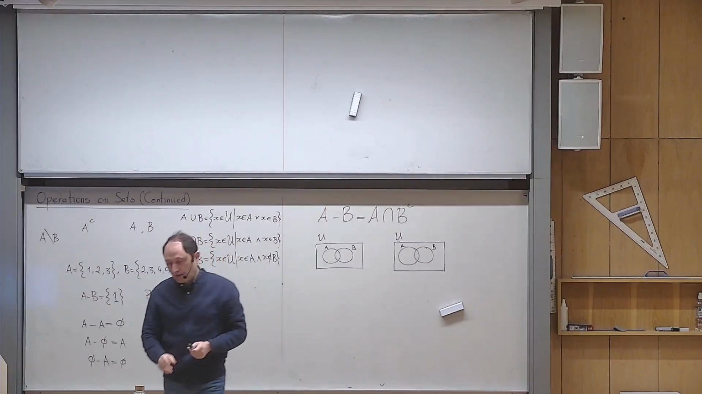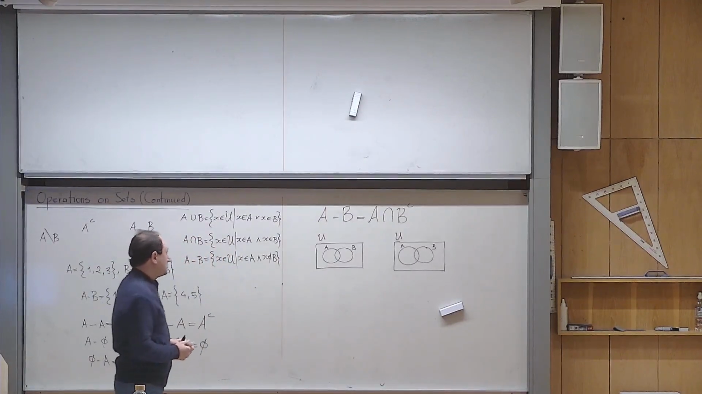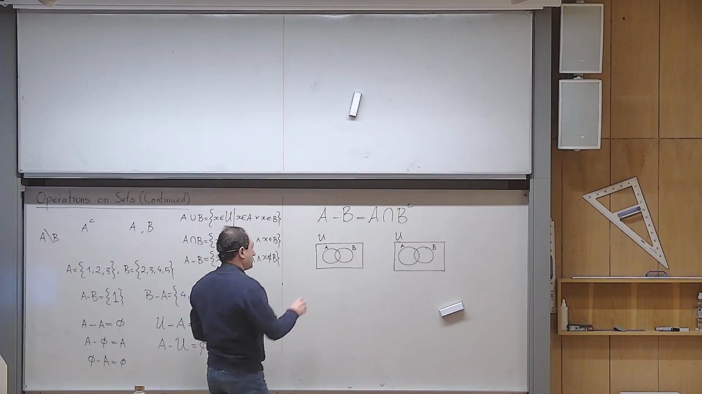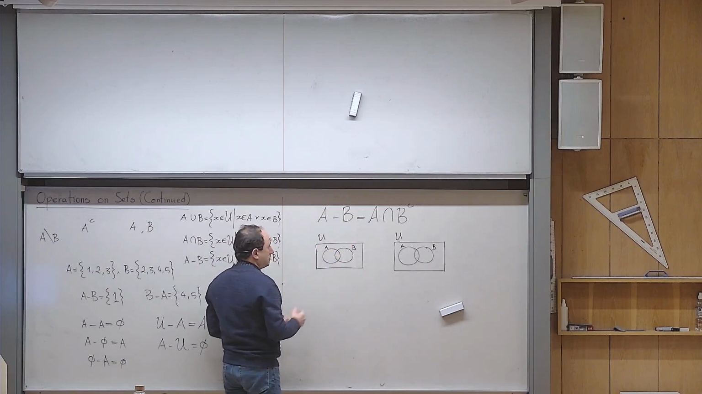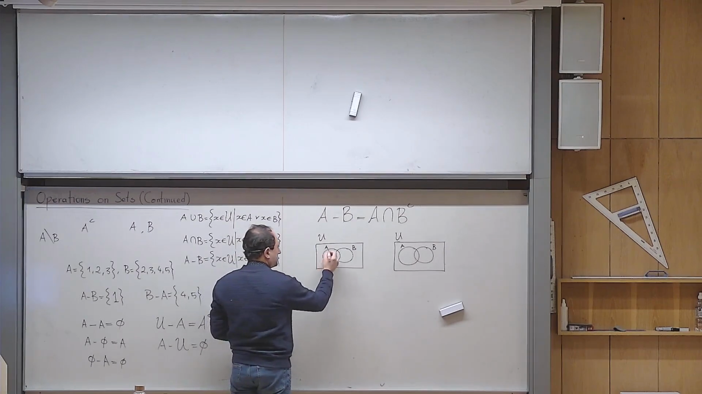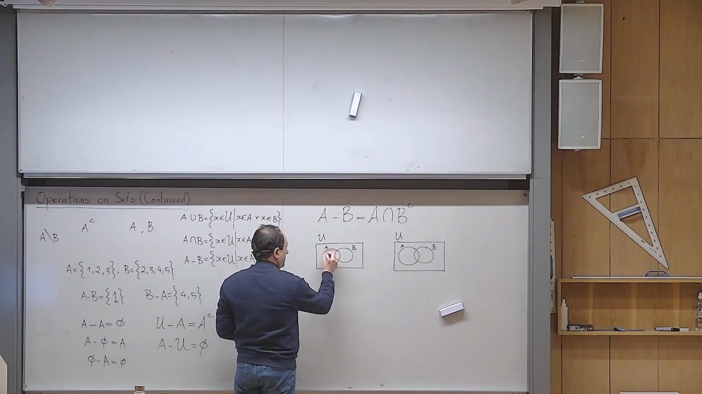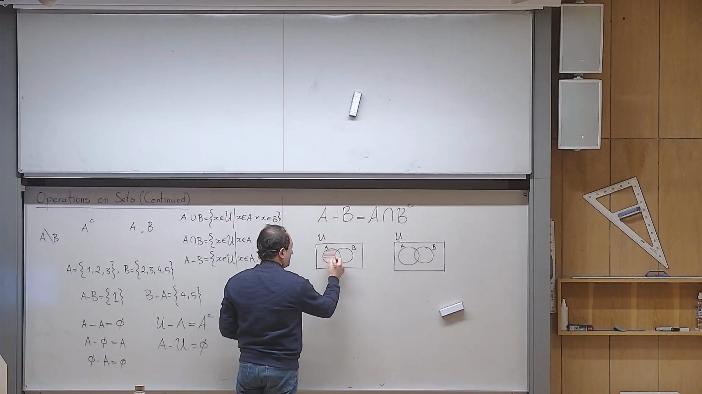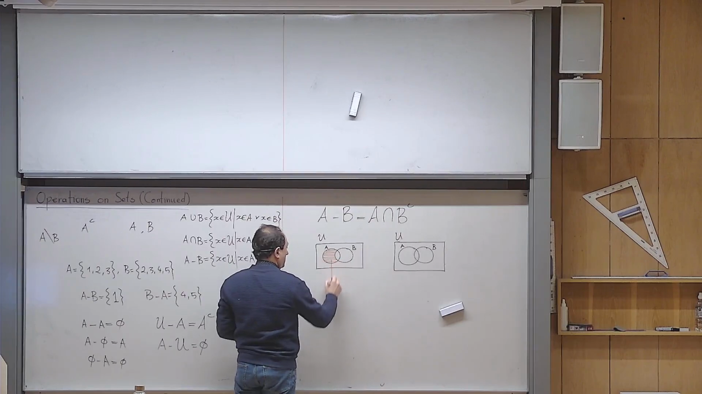If I want to highlight A minus B, it means those elements that are in the universal set with two properties. They should be in A, but they should not be in B. So where should I highlight these parts? Yes, these are the parts that you see are in A, but they are not in B. So this indicates A minus B.